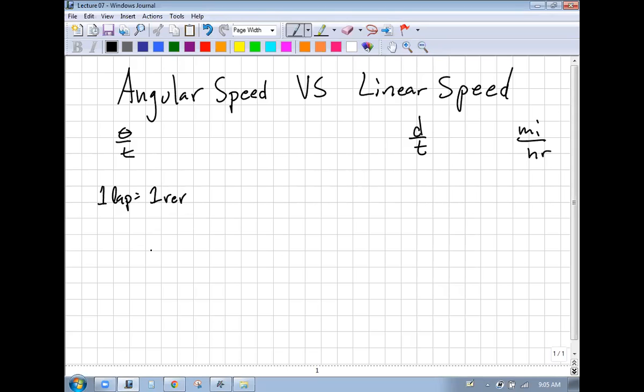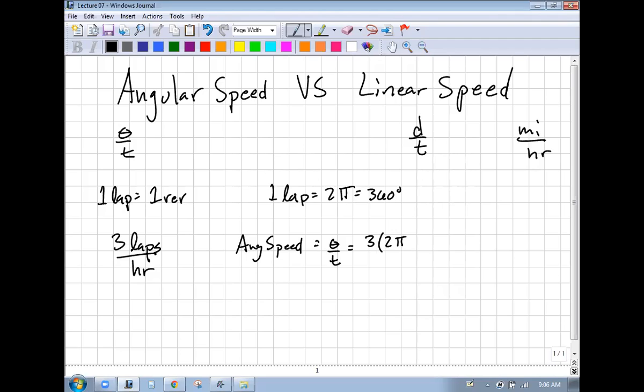Let's say this driver is driving. He's going 3 laps per hour. So what is the angular speed? Well, if one lap is 2 pi radians or 360 degrees, we would just say the angular speed would be angle per time, or 3 laps. If a lap is 2 pi, this would be 6 pi per hour. That would be the angular speed. It's an angle per time.